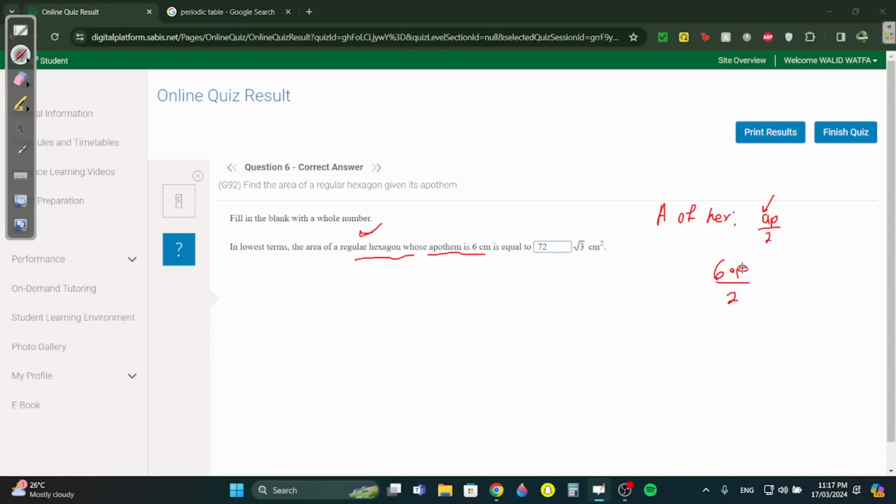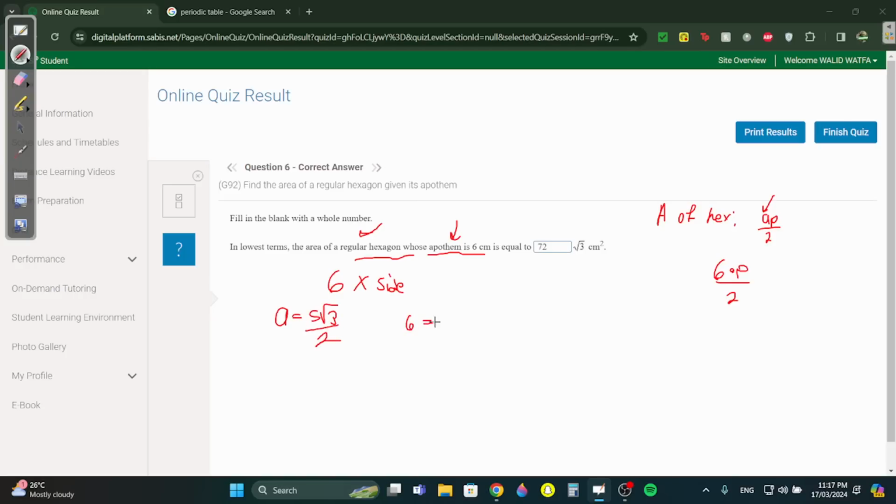So we just need the perimeter, yeah? Do we know how to find the perimeter? We said the perimeter is 6 times the side. We solved the question like that. But do we have the side? No, we don't. We have the apothem. How do you find the side? You know, the apothem is S radical 3 over 2.